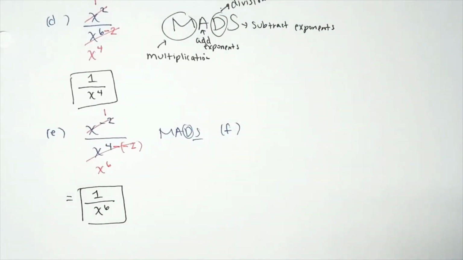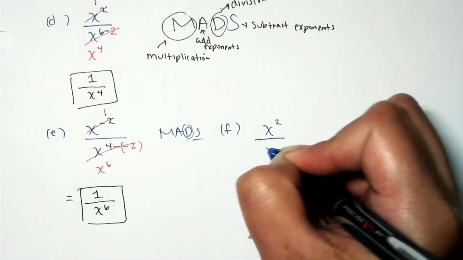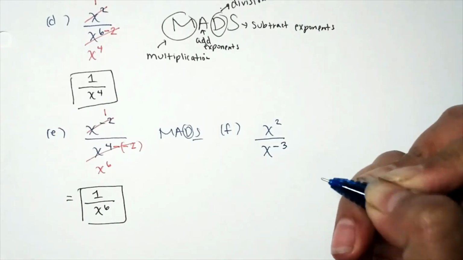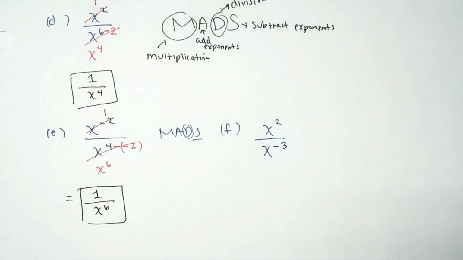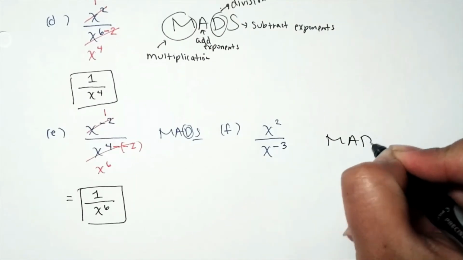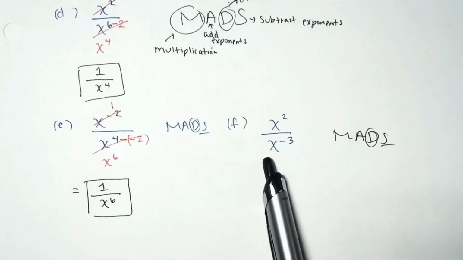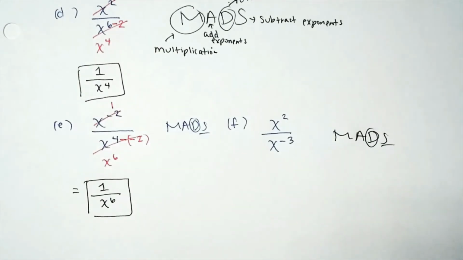Problem F, which is the last one of this round. X squared over x to the negative third. Okay, so what's going on? We're dividing two things that have the same base. If I have a division problem, I'm going to keep the base and subtract the exponent. The smaller exponent is negative 3, so let's do this.